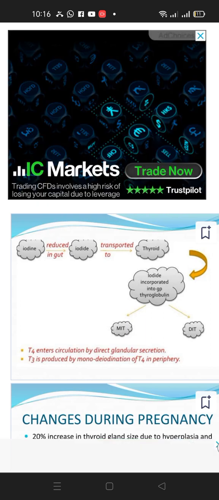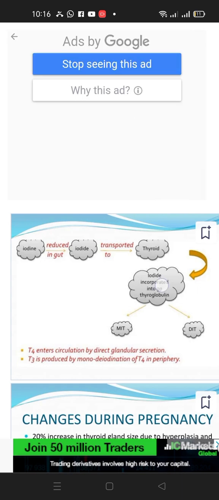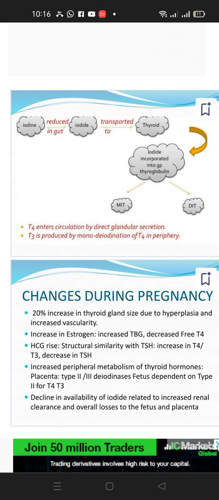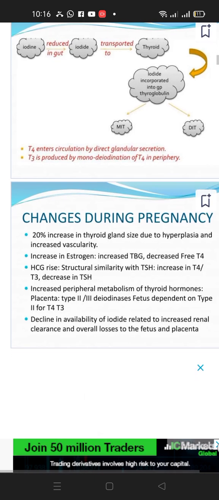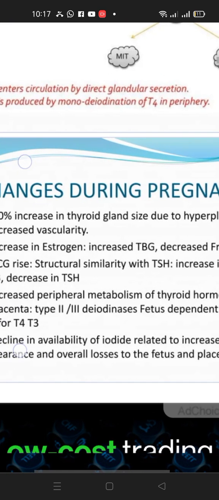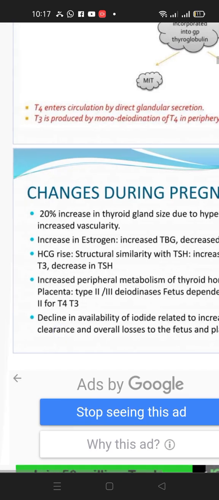The production of the thyroxine is regulated by intake of iodine, and basically it depends upon the iodine that is being transported to the thyroid gland, and iodide is incorporated into the thyroglobulin, and ultimately by this the thyroxine, T3 and T4, enter into the circulation. So normally there is a 20% increase in thyroid gland size due to hyperplasia and increased vascularity.